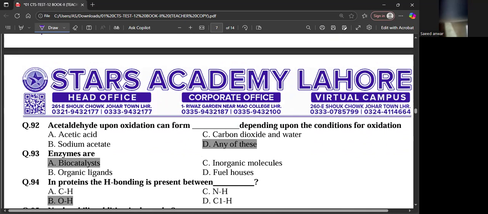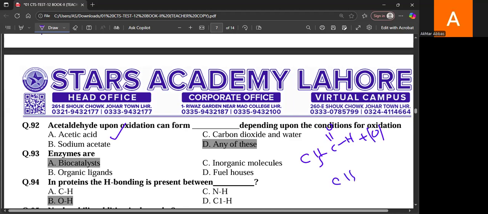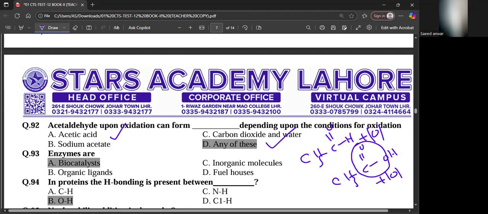Aldehydes upon oxidation can form, depending upon the condition of oxidation: acetic acid, carbon dioxide and water, sodium acetate. Okay. Acetaldehyde, for example, CH3 C double bond O and H. By oxidation, it gives carboxylic acid, CH3 C double bond O and OH. By further oxidation, it gives carbon dioxide and water. So we can say that any of these options is possible. So your best option is delta.